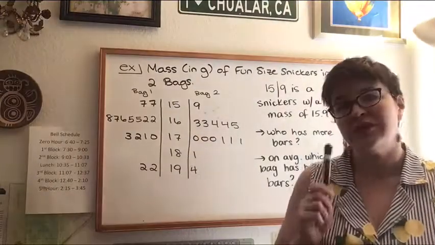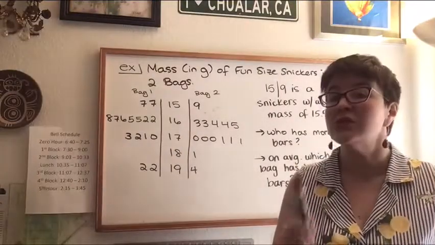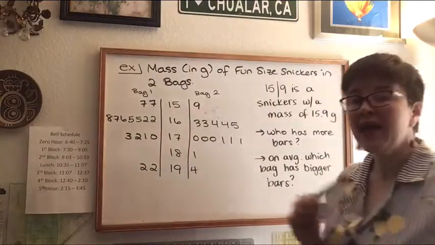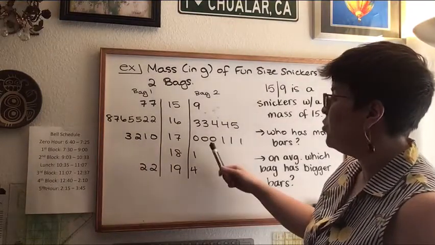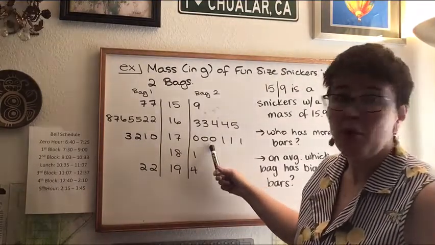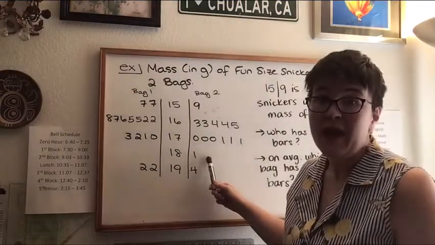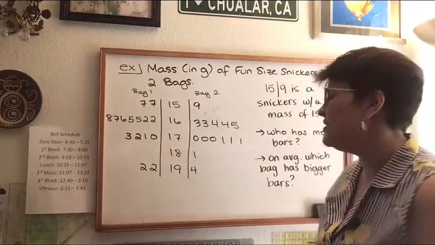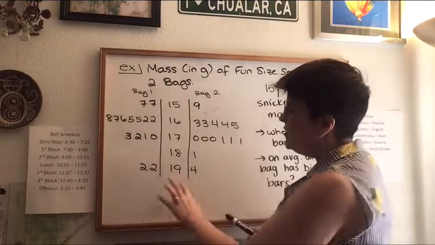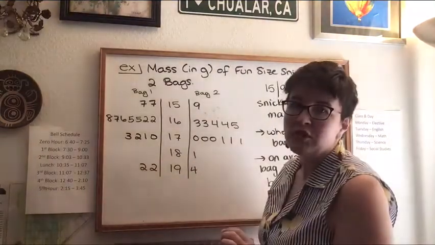And this is where statistics is interesting, because it really is open to your interpretation. I might have somebody that says, well, I think bag 2 has more because bag 2 has more 17 gram bars. They're the only bag with an 18 gram bar, and their 19 gram bar is the biggest. Another student might say, well, yeah, but this bag has two 19 gram bars, so I think theirs is biggest.